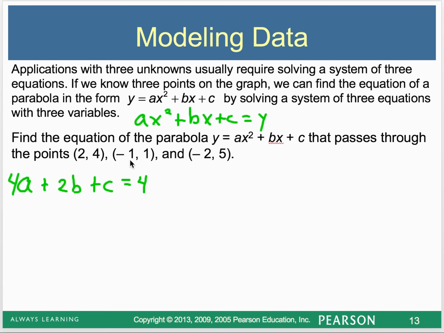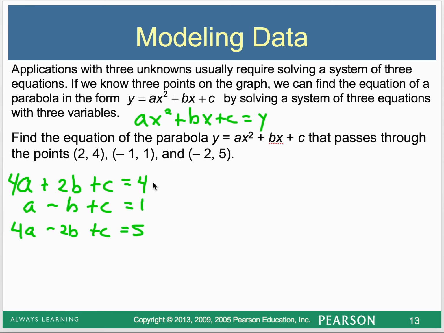Do the same thing here. If x is -1, -1 squared is 1, so I'd have a, and -1 times b would be -b, plus c equals y is 1. Here, if x is -2, that would be 4a again, and then -2b plus c equals 5. And notice how I get 3 equations with 3 unknowns.